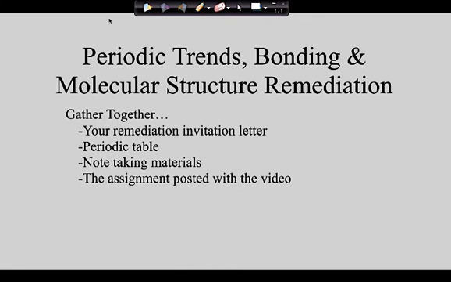You'll also need your periodic table, of course, because everything we're doing relates back to your table. Then you'll need note-taking materials, and then also the assignment that was posted with this video. Understand that in order to get into the remediation sessions that are coming during Pride, you will need to have both notes from this video and then also that homework assignment completed.